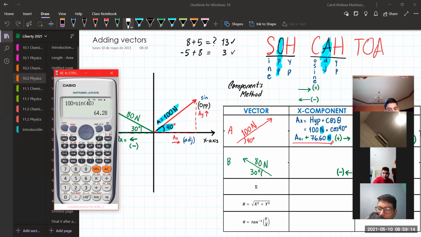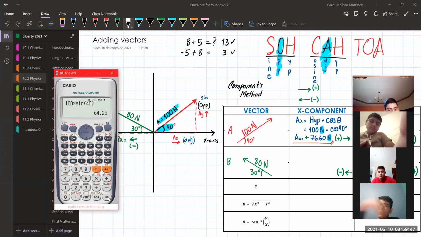Now, By. Where is By going? Is it going up or down? Up. It's going up. Okay, so it's going to be positive. So in the table, you're going to put the positive because it's going up. Okay? Going up. It doesn't matter how you put it up, honestly.